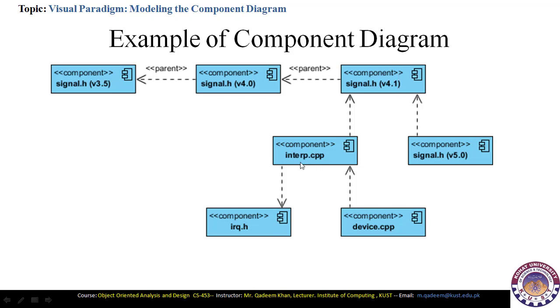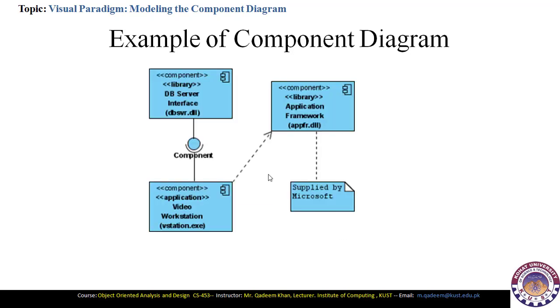Similarly, the interrupt.cpp file is calling the irq.h file, meaning that this is another component and it is called here. Similarly, device.cpp is also calling the interrupt.cpp file, meaning that this is our main program which is calling interrupt.cpp. So this is a component diagram example.